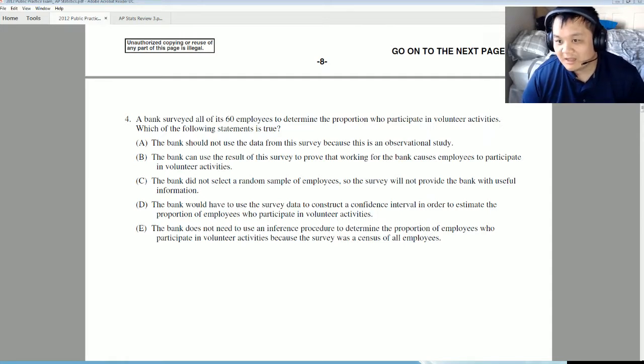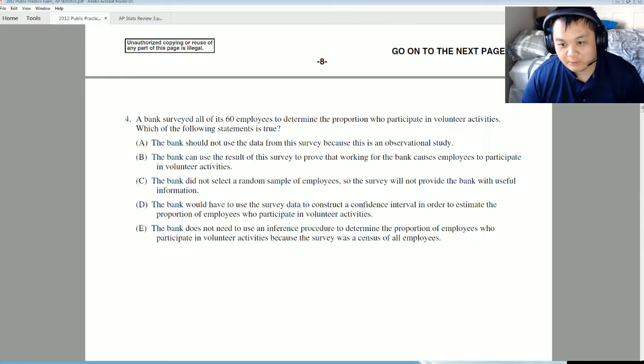Maybe. It only has to be random if you're going to run an experiment or an inference test, but there's no inference test involved in number four. What is an inference test? Like your hypothesis testing, your chi-square, things like that. Okay, they didn't have to do anything. They're not trying to prove anything. So it doesn't have to be random.